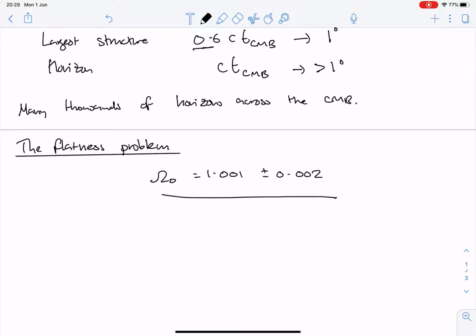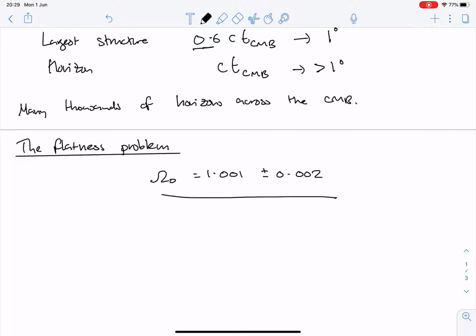You know, when I was a student, omega was constrained to be about 1.2 plus or minus 0.2, so you could have quite a lot of wiggle room. Now, there's very little wiggle room because you're already knowing that you're within 1 part in 1,000 of the critical density.